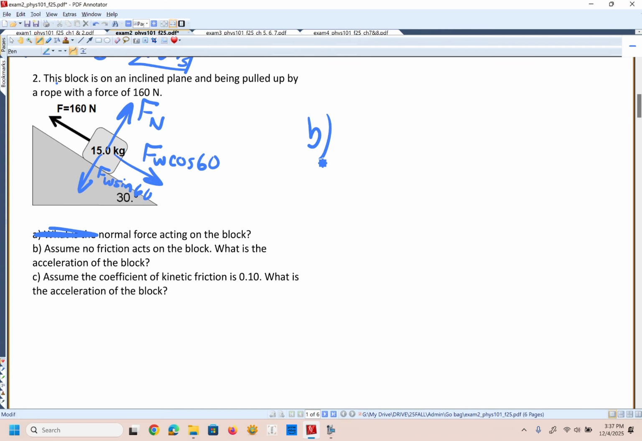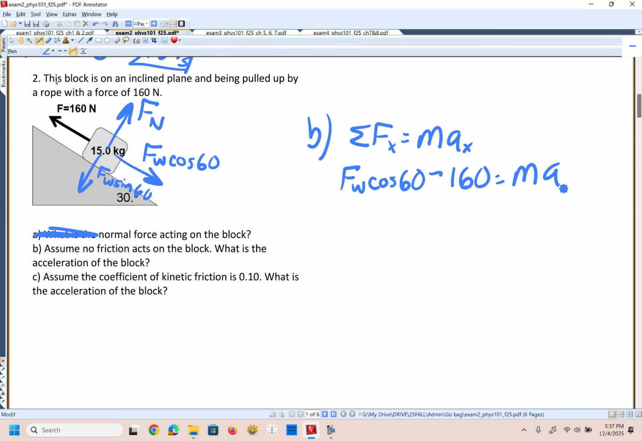For part B, assume no friction. What is the acceleration of the block? Okay, well that's pretty easy. All I have to do is say that the sum of the forces in the x direction equals max. That's FW cosine 60 minus 160 is equal to the mass times the acceleration.